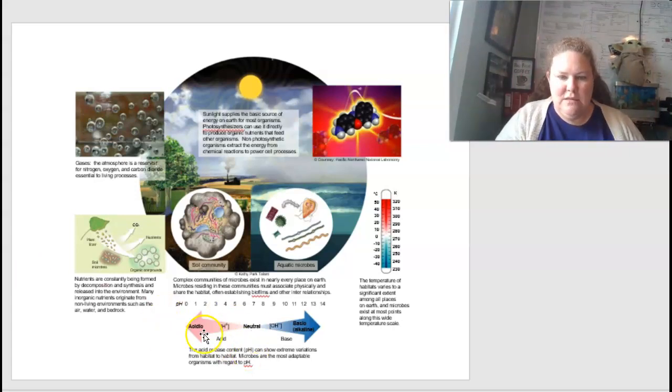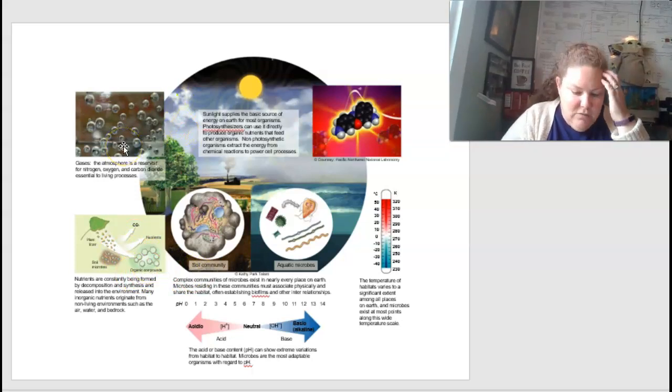And the pH scale is over here, so this is the more acidic ones. These are the more basic or alkaline ones, but you have different soil communities. You have the breakdown of plant matter into detritus and the organic compounds that constitute that. The atmospheric environment, and this is a reservoir for gases such as nitrogen, oxygen, and carbon dioxide.